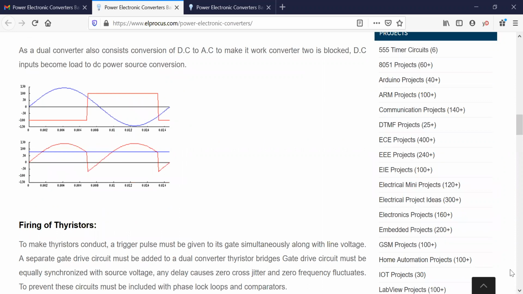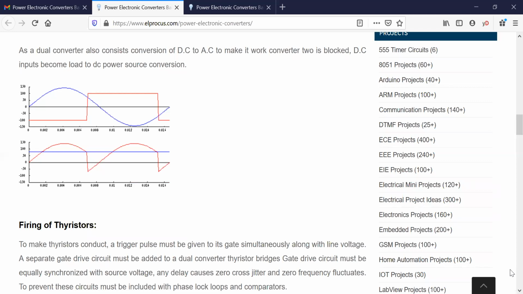So the dual converter also consists of the conversion of AC to DC, DC to AC, and to make it work when converter 2 is blocked, whatever the DC input is, it becomes a load to the power source conversion. So we are giving the firing angles to this one, and this is a waveform for that.